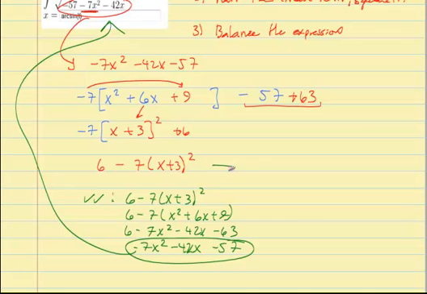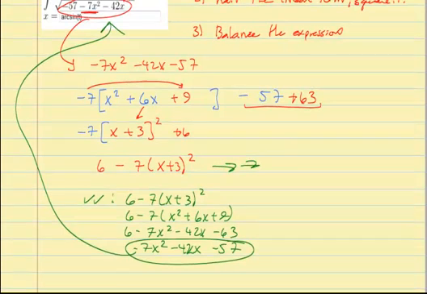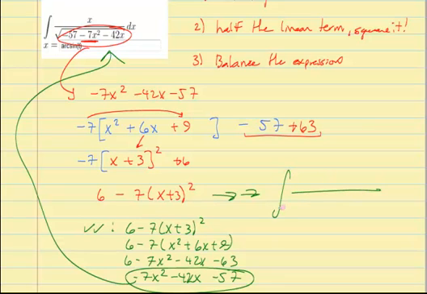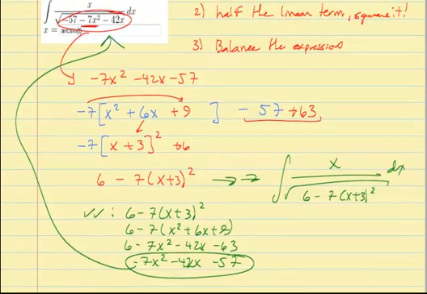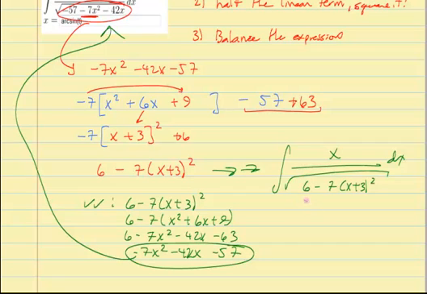Now, this goes underneath your radical from your question up above. So you're left with 6 minus 7, x plus 3 quantity squared. And then to get started here, what you can do is identify your a. Your a would equal root 6, because remember it's a squared minus u squared. And here your u is going to be root 7 times x plus 3.